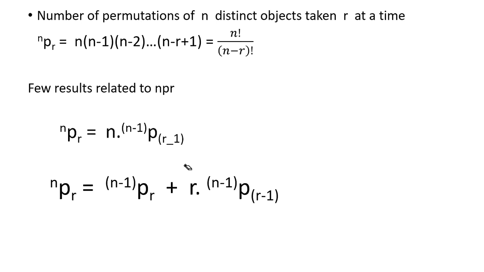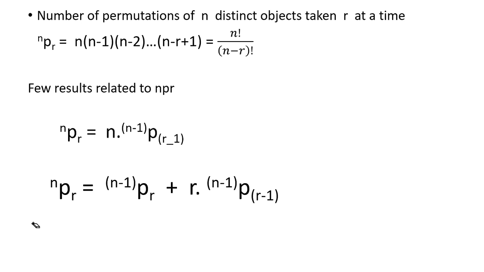nPr is equal to n times (n minus 1)P(r minus 1). We have given two different proofs for this, one based on the formula and the other based on combinatorial arguments. And then we have another result: nPr is equal to (n minus 1)Pr plus r times (n minus 1)P(r minus 1). The term r times (n minus 1)P(r minus 1) stands for the number of permutations of n distinct objects taken r at a time which always contain a particular element.